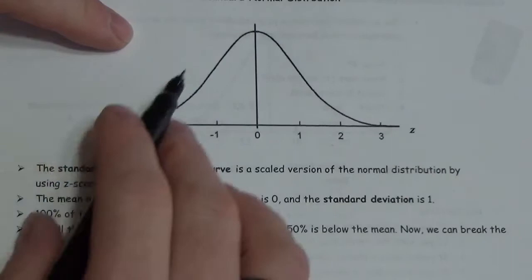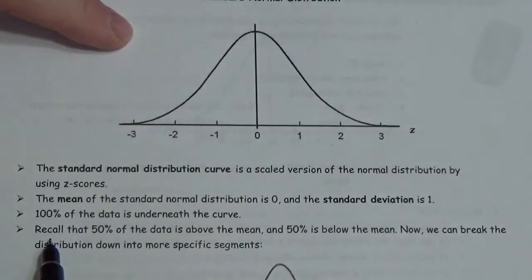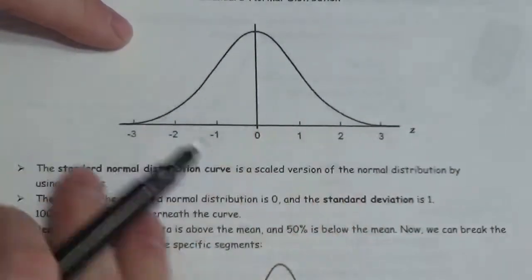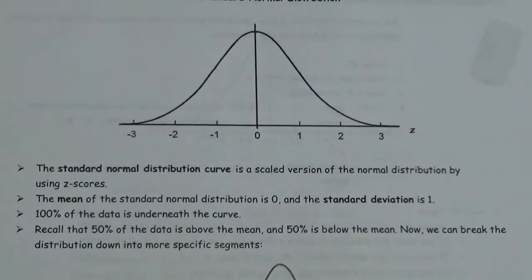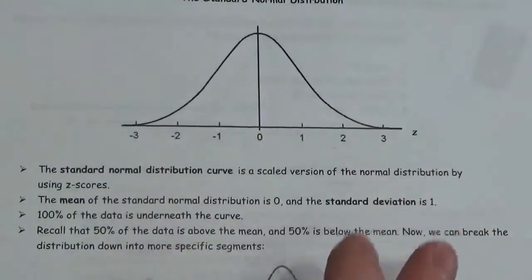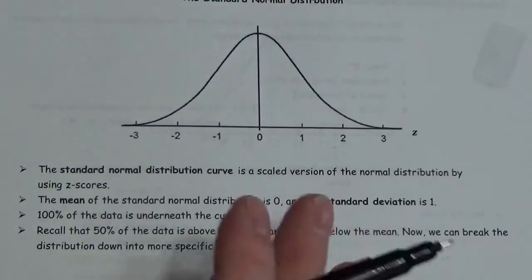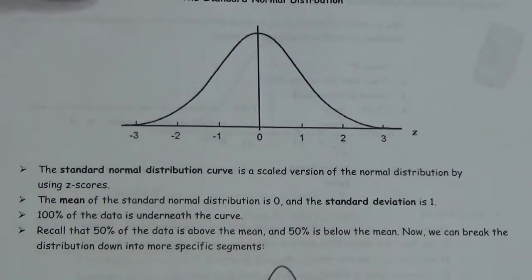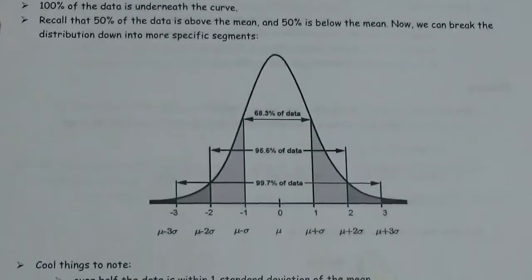100% of the data is below the curve. Okay, makes sense. And 50% is above the mean, 50% is below the mean. So there's nothing new in that regard. And remember that the probability of being in a certain area here, like I said before, is the area under the curve. So what we're going to do now is I want you to start to understand how that creates probabilities here. And here we go.